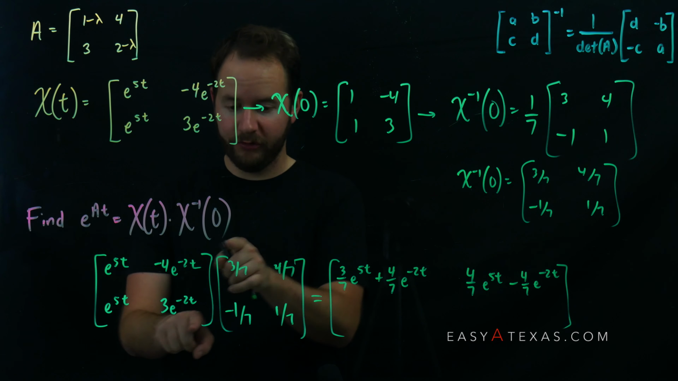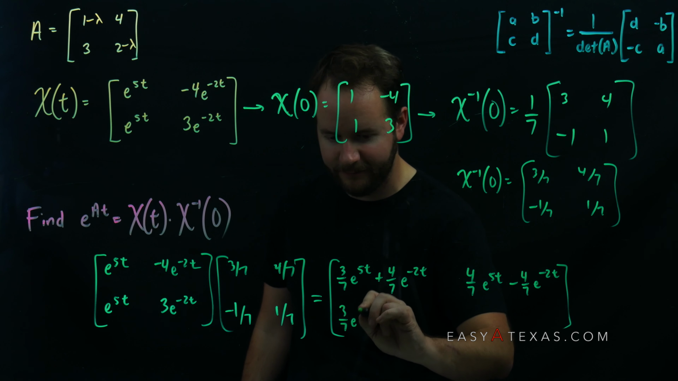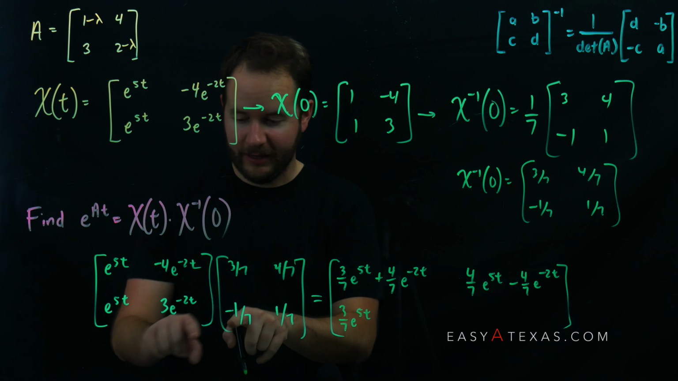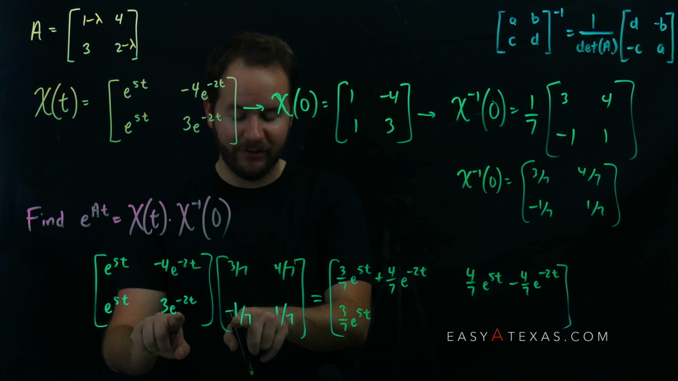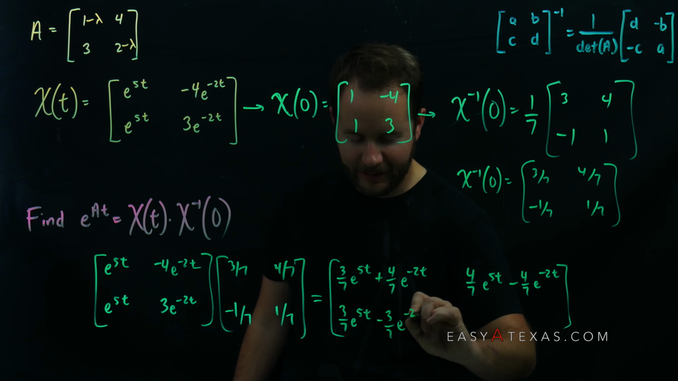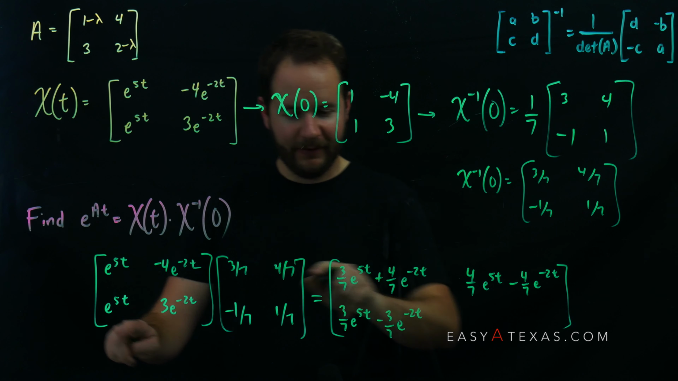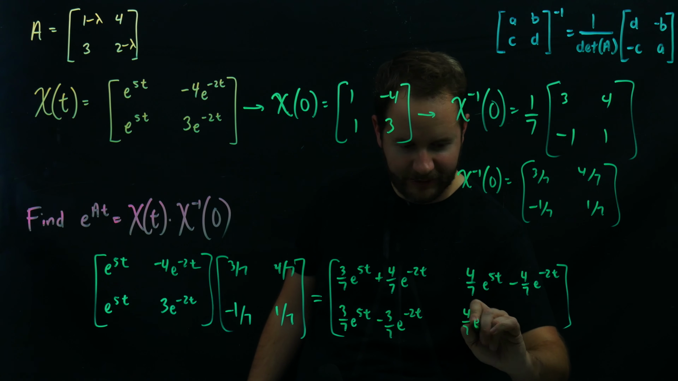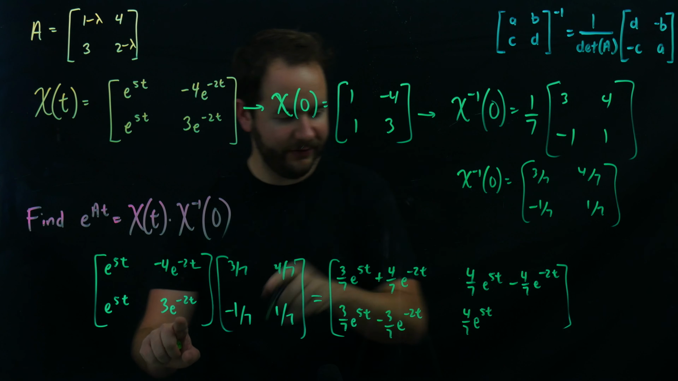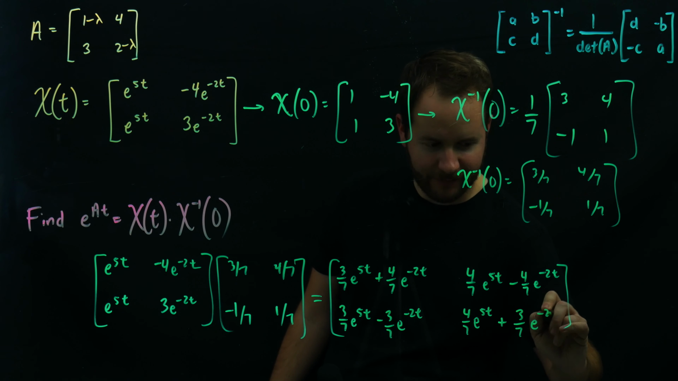Now I'm going to do bottom row times first column. I have e to the 5t times 3/7. That will be 3/7 e to the 5t. Plus 3 e to the negative 2t times negative 1/7. That'll be negative 3/7 e to the negative 2t. And lastly, I'm going to do this last row times this last column. e to the 5t times 4/7. That'd be 4/7 e to the 5t plus 3 e to the negative 2t times 1/7. So that'd be plus 3/7 e to the negative 2t.